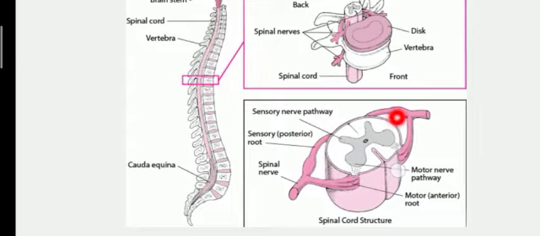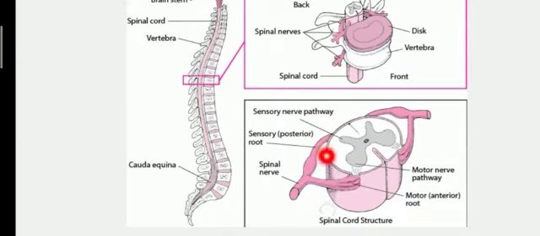Let us see the structure and functions of the spinal cord. As we can see, this is a transverse section of the spinal cord, in which the middle region is formed of the cell bodies or cyton of the neurons, which we call gray matter, and the periphery of the spinal cord is white in color, because it is formed of the axon part of the neurons. That is why it is also known as white matter.